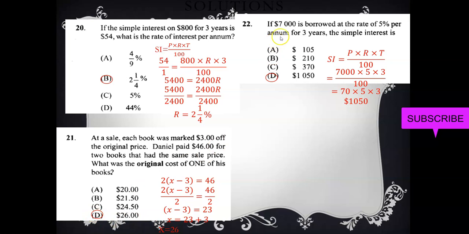Number 22, I believe we're doing this question the 3rd time. If $7,000 is borrowed at a rate of 5% per annum for 3 years, what is the simple interest? Substitute 7,000 times 5 times 3 divided by 100, and you will get $1,050.